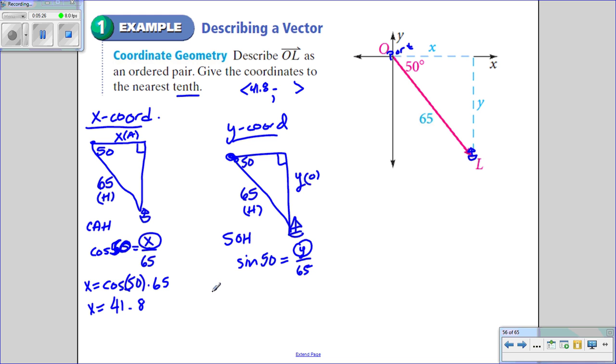When it's up high, we multiply. So that y-coordinate is going to be sine of 50 times 65. If you do that right, you get approximately 49.8. Now I knew this was a negative value because it's going down. I already put my negative in there, so I could just write 49.8. So if this boat wanted to communicate back to the port, it could easily say, hey, I'm at coordinates 41.8, negative 49.8, and they would have a general idea of where that boat is.